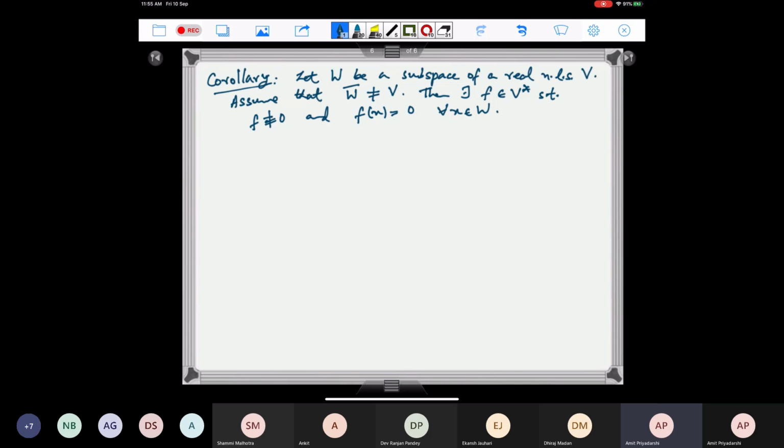See, if f(x) equals 0 for all x in W for some continuous linear functional, and if W is dense in V, then f(x) will be 0 for all x in V also, right? Just by using continuity and density. But here we are assuming that W is not dense in V. So then we are saying that we can find a non-zero bounded linear functional which is 0 on the whole of W.